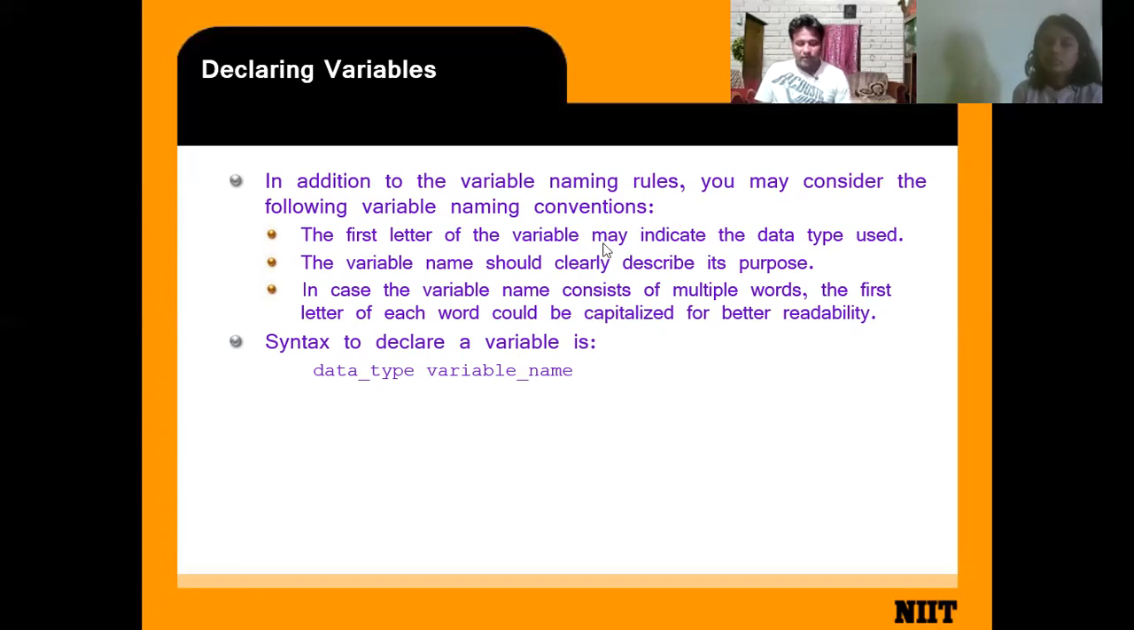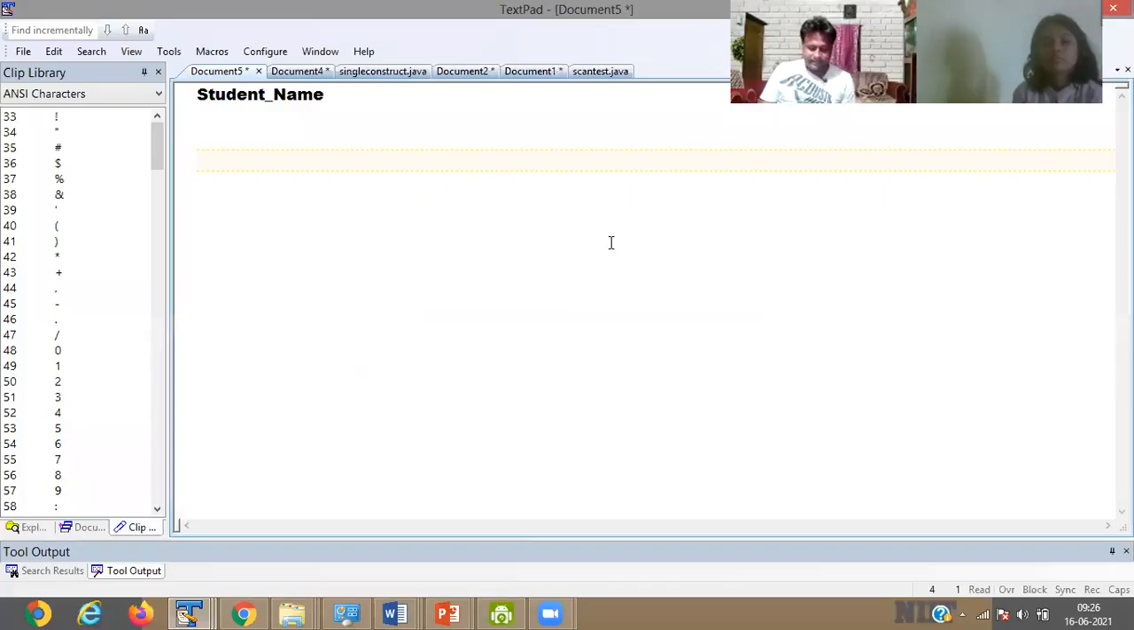Suppose I want to define a mark. Mark is numeric, so I pass N Mark. The variable's first letter is capital, but here N represents the data type, the kind of value we have to store. Now we have to store a numeric value.